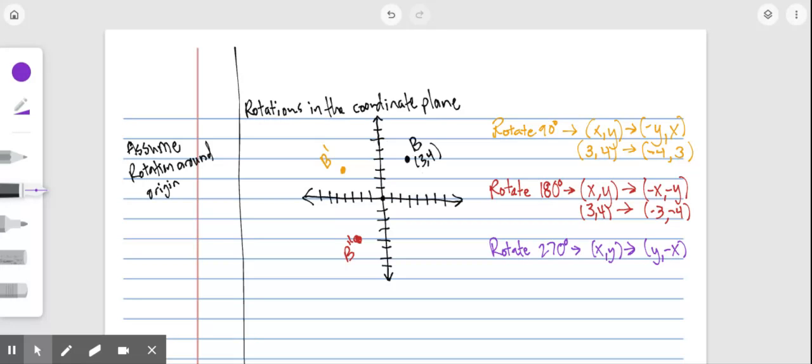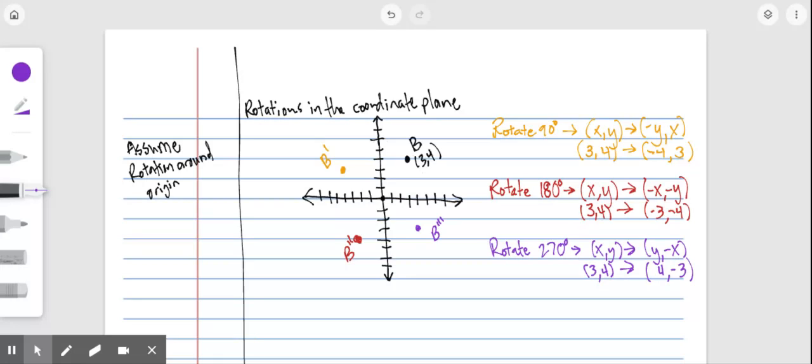So if I have the original coordinates (3, 4), I want to change the order. So I'm going to start by putting 4 and then 3. And then I want to opposite my x. Since x was positive, now it's going to be negative. So (4, negative 3), right about here, B triple prime. And you'll notice that if I were to rotate each of these, it would end up in that spot. So that's the rules for rotations in a coordinate plane.